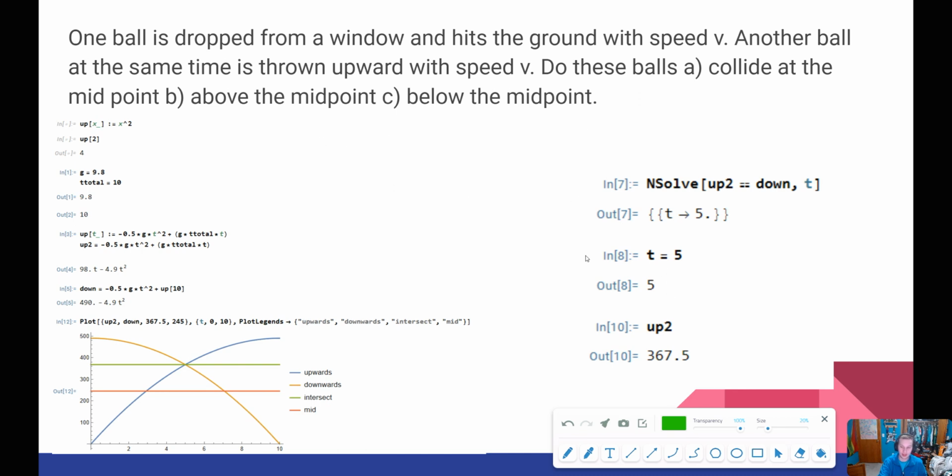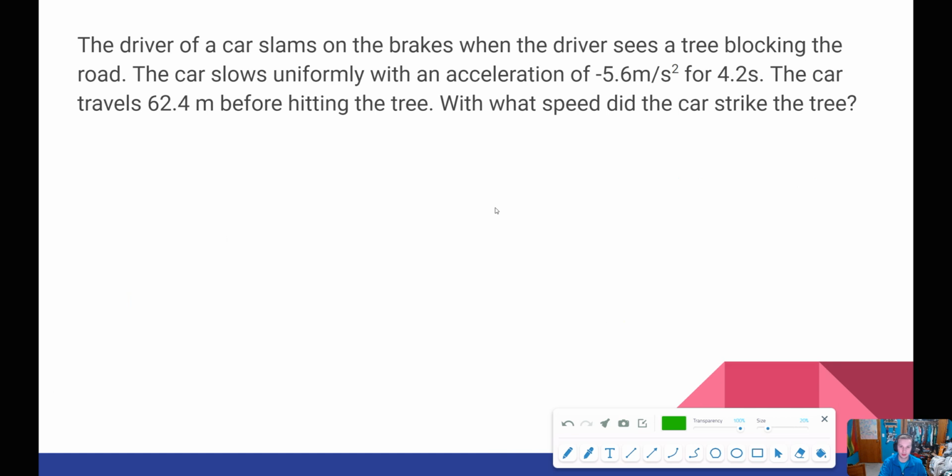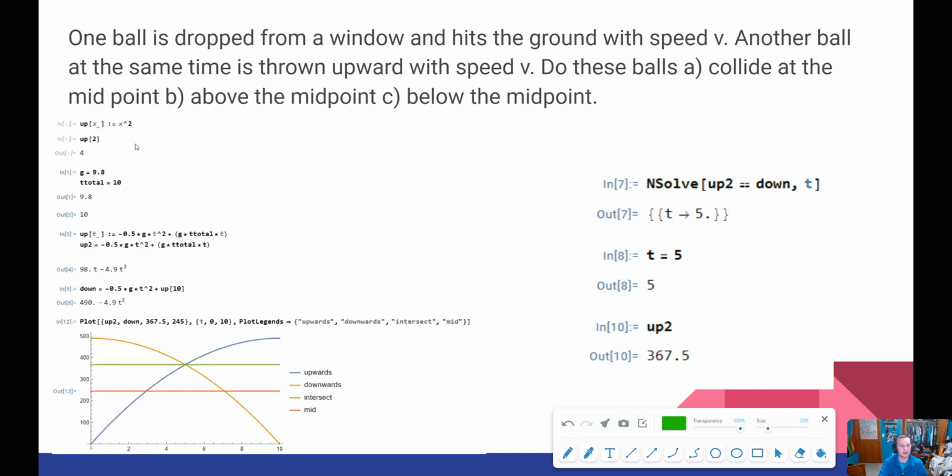So what I ended up doing for this one is pulling out Mathematica. Here's what I did: I defined a function for the upward ball, which is -1/2 times g times t squared plus g of t total times t. The reason I had to do this g of t total thing is because you need to know the final velocity in a numerical sense in order to get a visualized representation of what's going on.